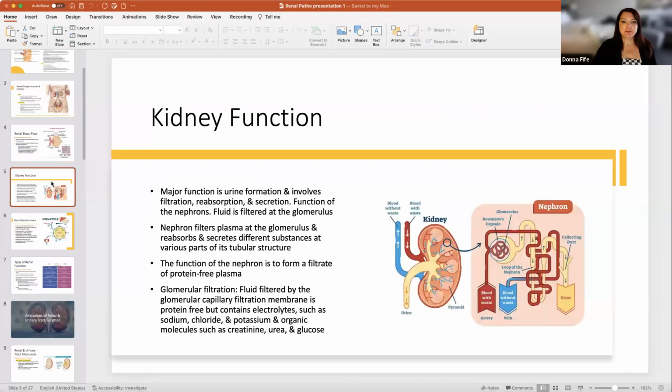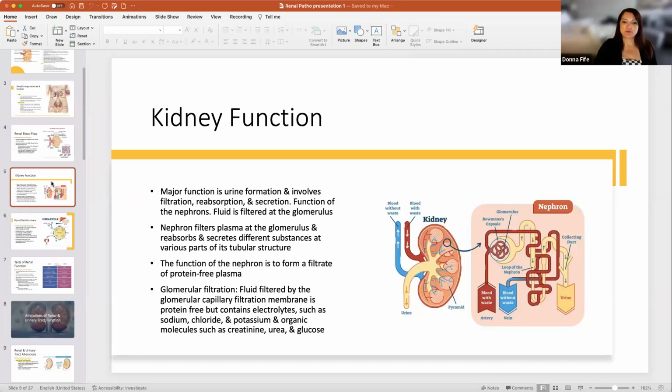Kidney function: the major function is urine formation and involves filtration, reabsorption, and secretion. The function of the nephrons: the fluid is filtered at the glomerulus. The nephron filters plasma at the glomerulus and reabsorbs and secretes different substances at various parts of its tubular structure. The function of the nephron is to form a filtrate of protein-free plasma.